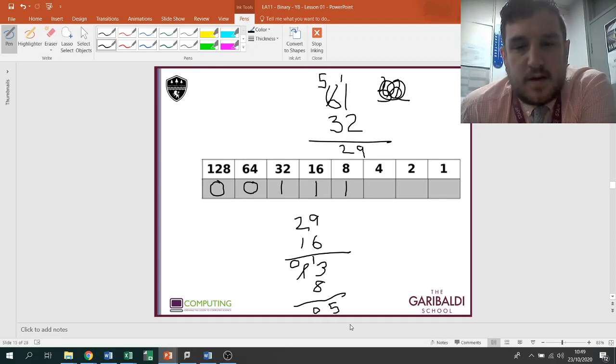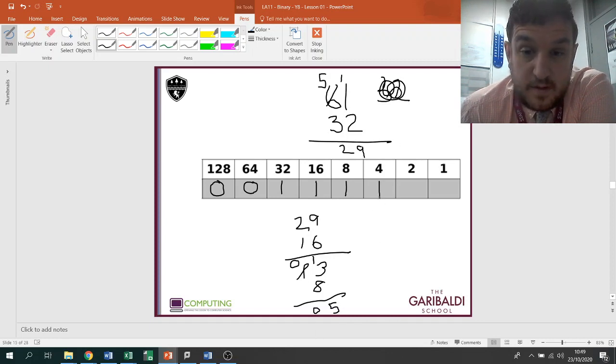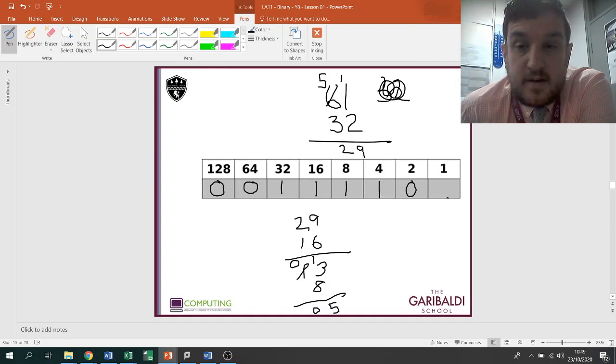Then we go into our next column, which is 4. 5 does fit into 4 because it's bigger, so we put a 1 there. 5 take away 4 leaves 1, so our remainder is 1 to carry over. 1 doesn't fit into 2 because 2 is bigger, so this time we put 0, and remember our remainder is 1. 1 does fit into 1, so we write 1, and we've got no remainder to carry over.